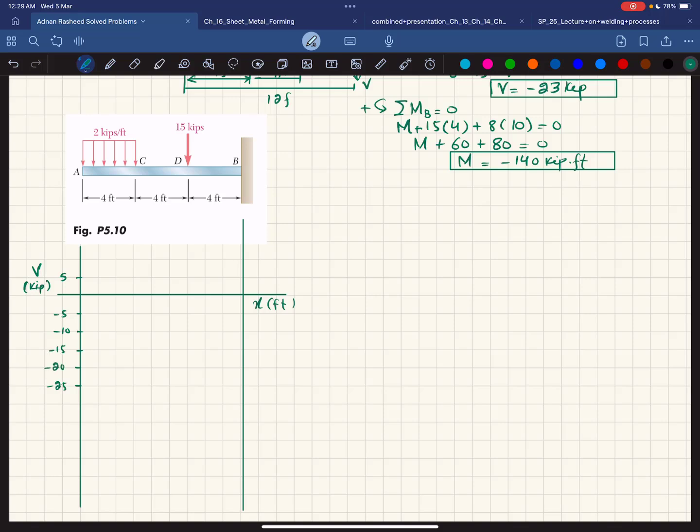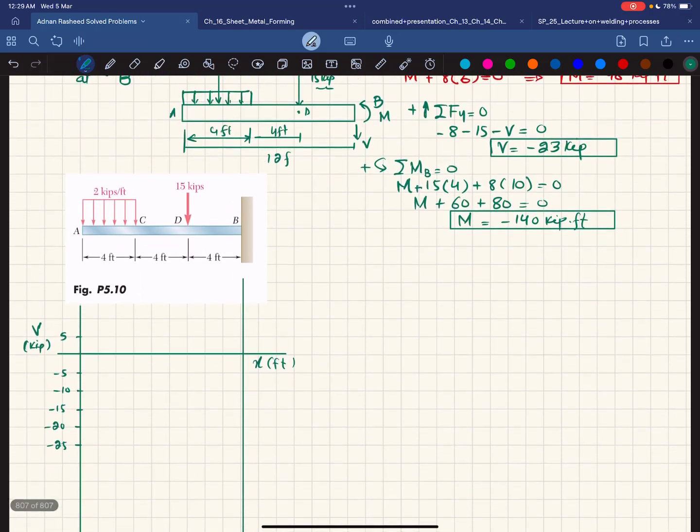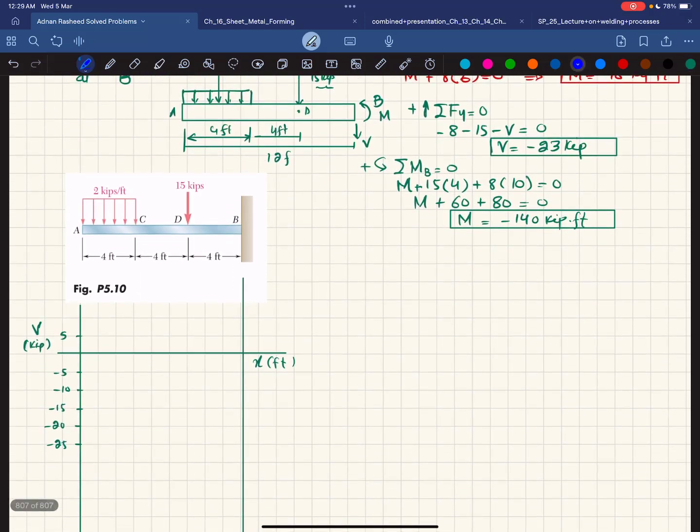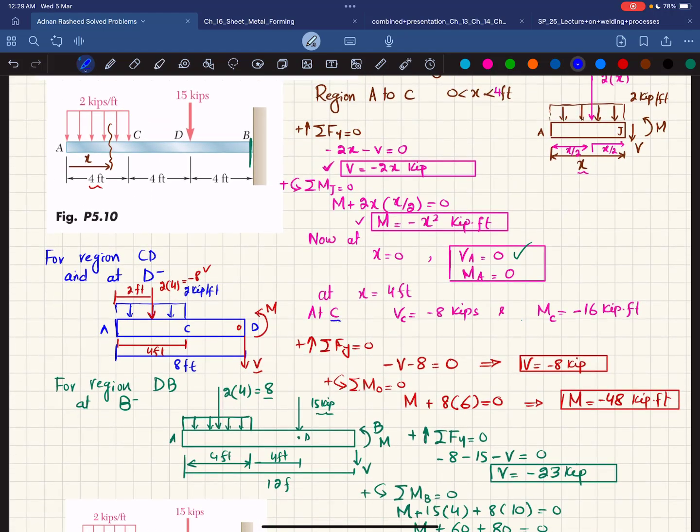Okay, starting from point A, you can see the shear force V is equal to 0. So your shear force is 0 at this point, clear? And this is your point C, this is your point D. If you project them, at point C, you can see V is equal to minus 8.